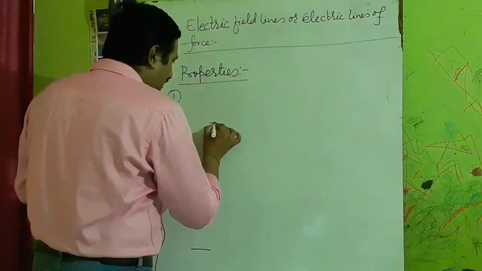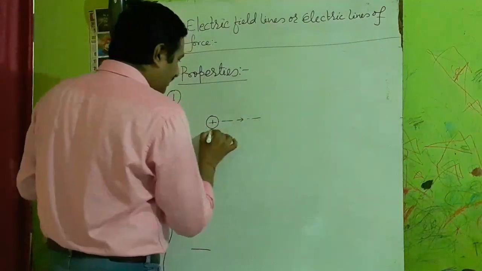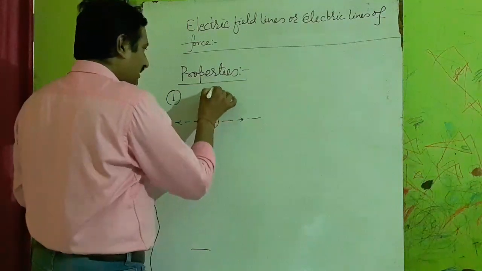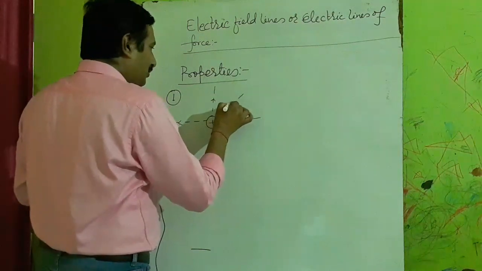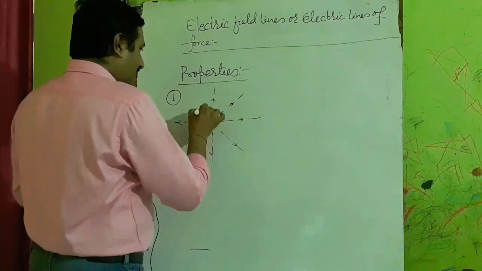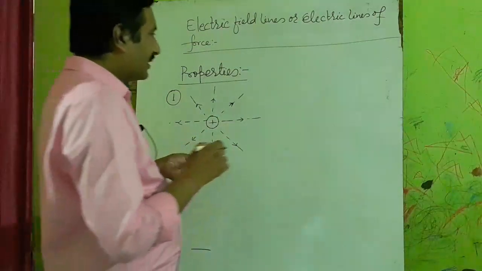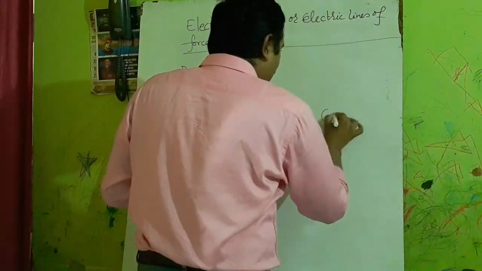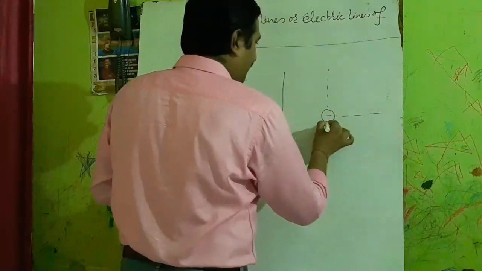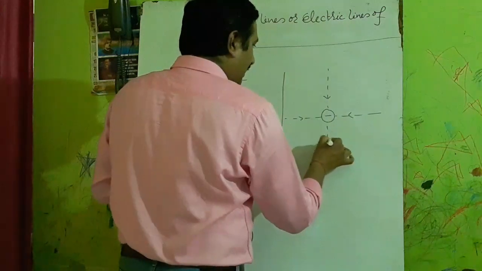You see, this is a positive charge. Electric field lines start from positive charge, initiate from positive charge like this. You see all these lines start from the positive charge. It terminates at negative charge. Suppose this is a negative charge, so it will terminate at negative charge. All the field lines terminate at negative charge.